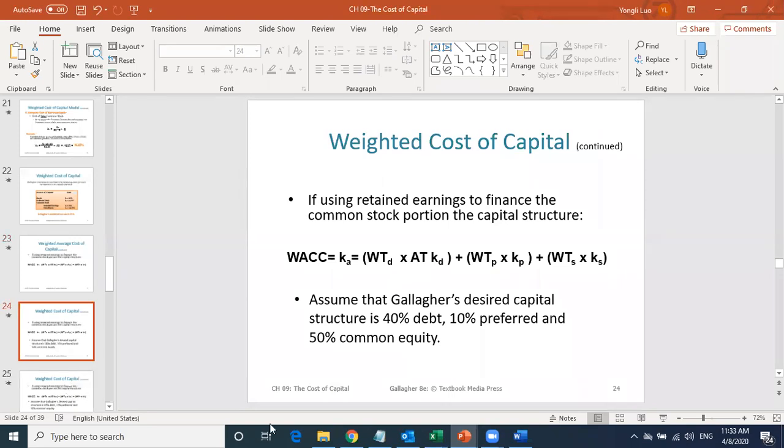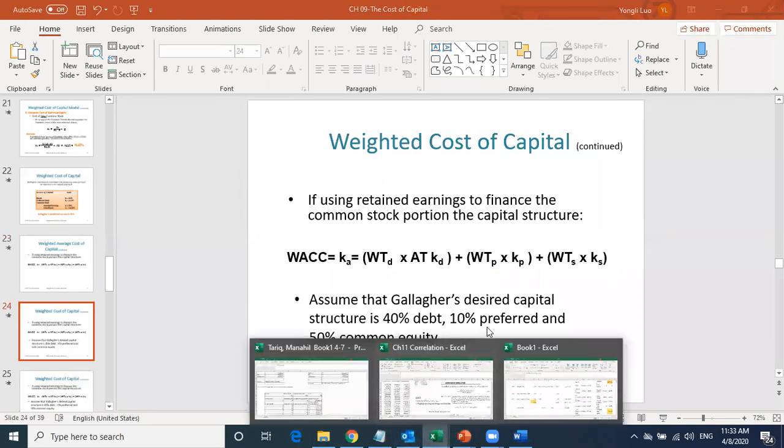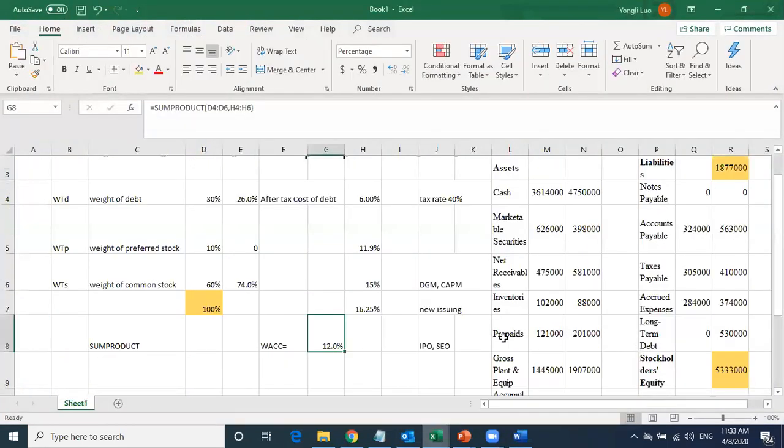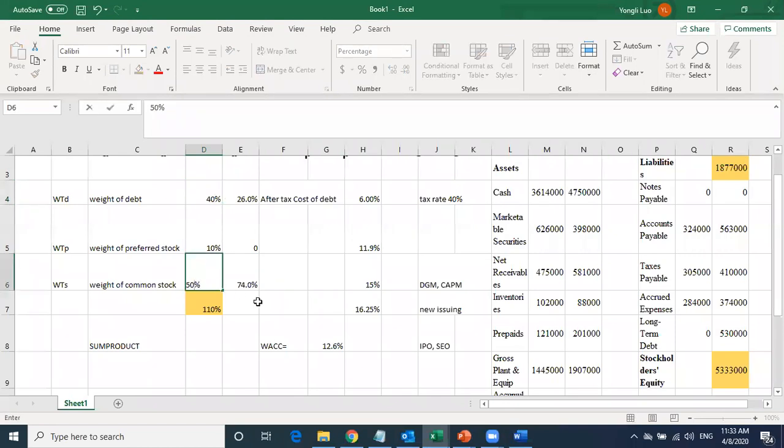So we have the weight. If we change this to 40%, 10%, and 50%, you can see the cost is increasing. As more weight goes to your common stock, the weighted average cost of capital will increase.